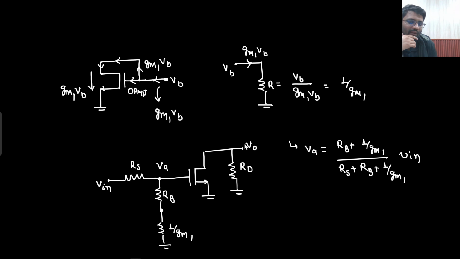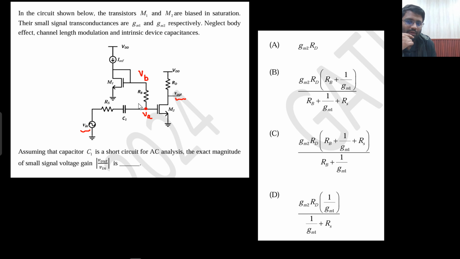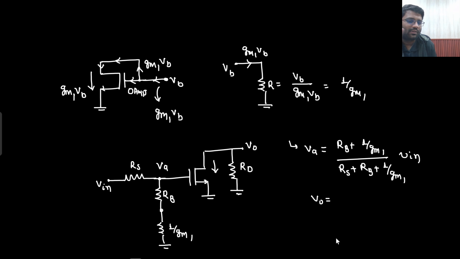Now if you know VA, can you write down V naught? Sir, if this is VA, and R naught is ignored, channel length modulation is ignored, so this current would be GMVA, because this potential is VA and this potential is 0. The same GMVA current would be flowing here as well.